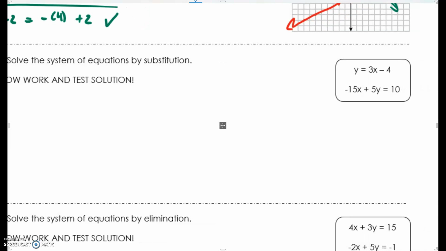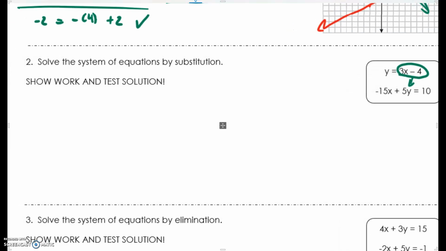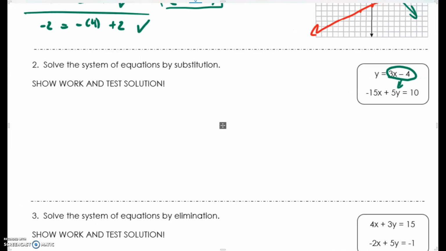So with substitution, you want to have a variable by itself. We do have that in the top equation, the y is by itself. So we can take the expression y is equal to 3x minus 4, and we can substitute or plug it in to the y in the bottom equation. Alright, let's give it a try. So I'm going to write the bottom equation. -15x plus 5, instead of a y, I put 3x minus 4. Keep writing. Equals -10.